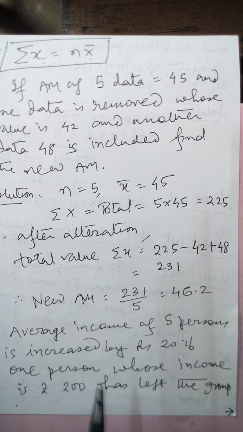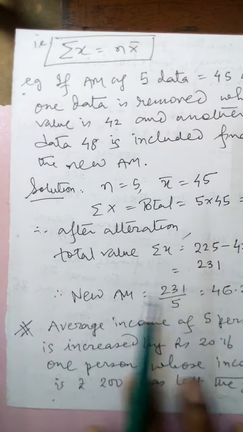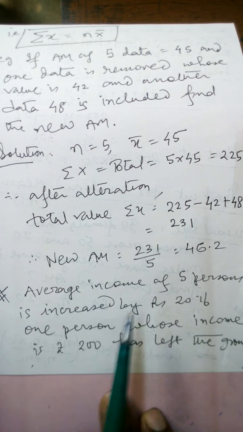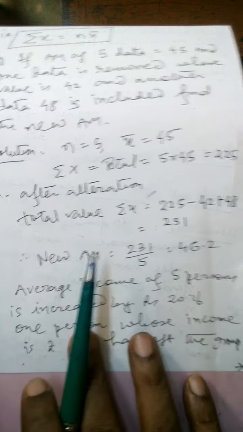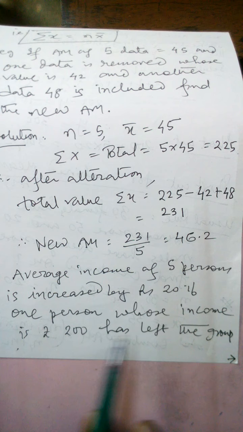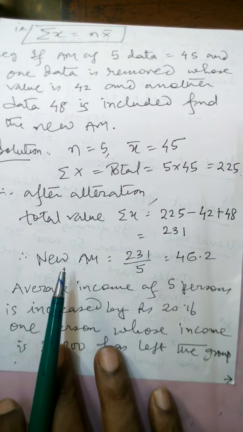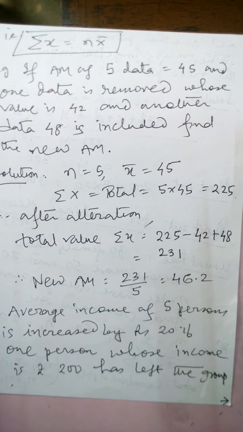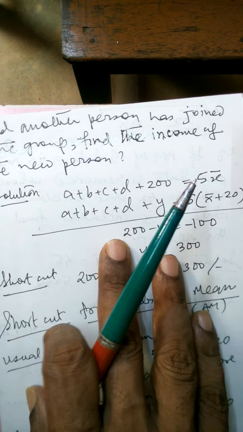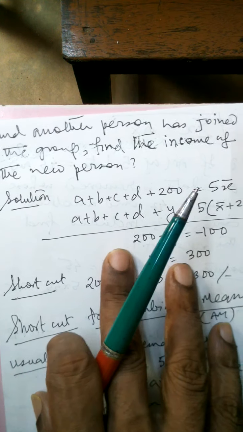Another important question. This is very important, the previous one. Next one. Average income of 5 persons is increased by 20 rupees if one person whose income is 200 rupees has left the group. One person left the group, and in place of him, another person joined the group. Now the average income of the group.